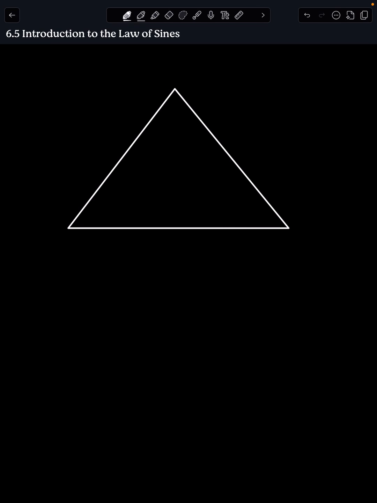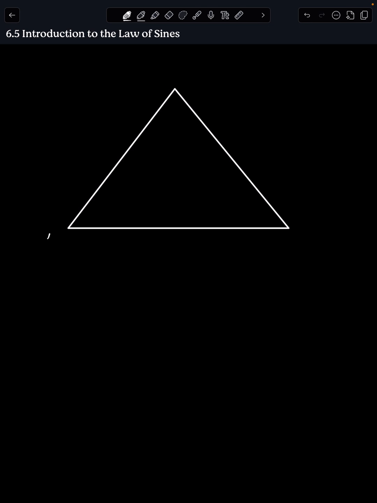All right, let's talk about the law of sines, which we use to solve oblique triangles. Triangles are oblique if they are not a right triangle. So you need to know how to label an oblique triangle or any triangle. You know you have three sides and three angles.